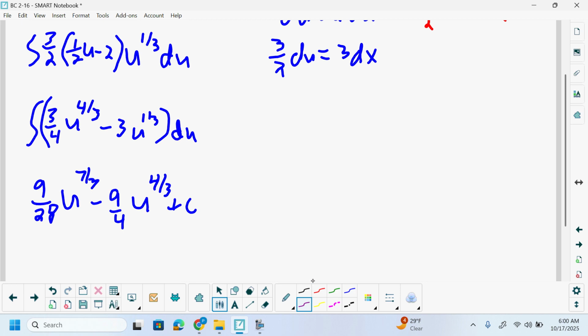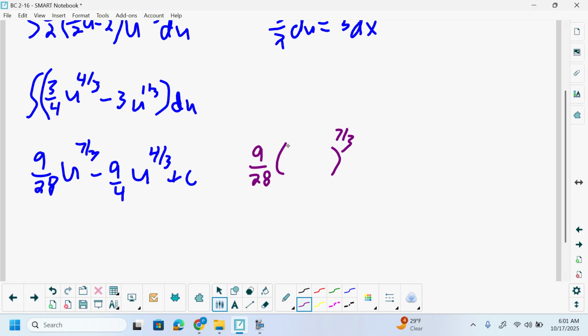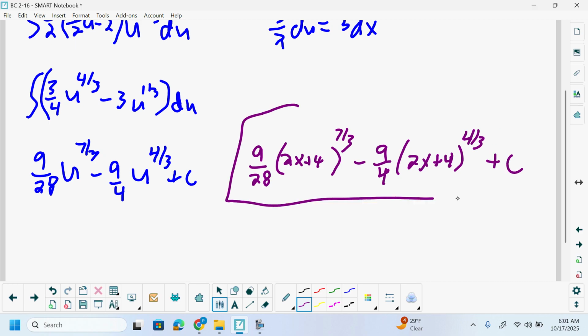And we'll finish off just by replacing. So we'll have 9/28. Our original u was 2x plus 4. Minus 9/4 of 2x plus 4 raised to the 4/3, and then a plus c. So again, that's when you have to do an extra substitution. They tend to be tricky, and I'd say it happens in about 5% of u substitution cases.